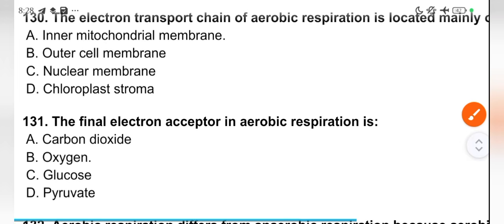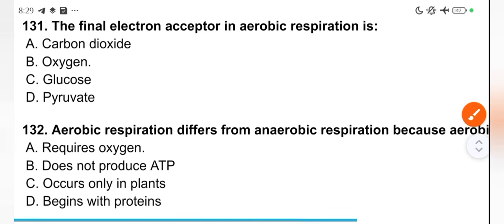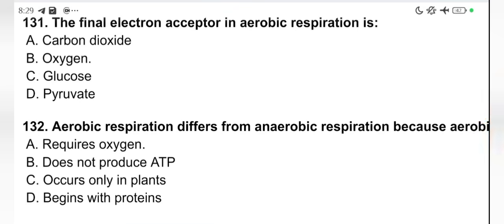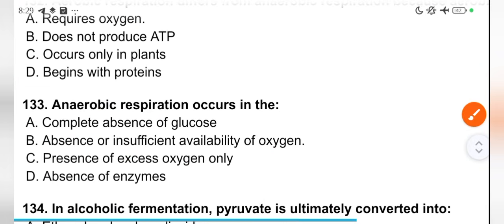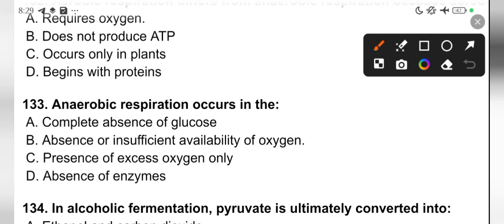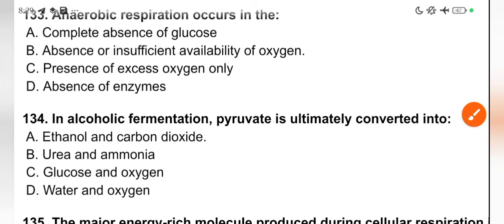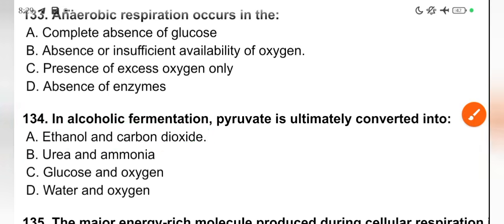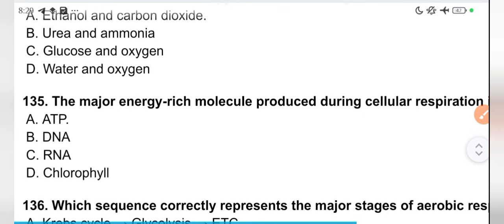The final electron acceptor in aerobic respiration is oxygen. Okay. Aerobic respiration differs from anaerobic respiration because aerobic respiration requires oxygen. Anaerobic respiration occurs in the absence or insufficient availability of oxygen. In alcoholic fermentation, pyruvate is ultimately converted to ethanol and carbon dioxide. The major energy-rich molecule produced during cellular respiration is ATP.